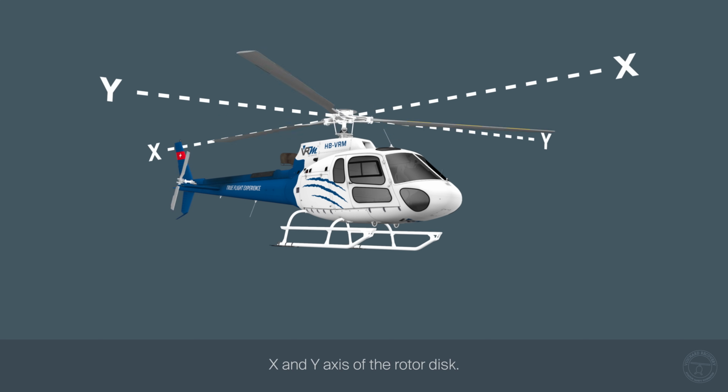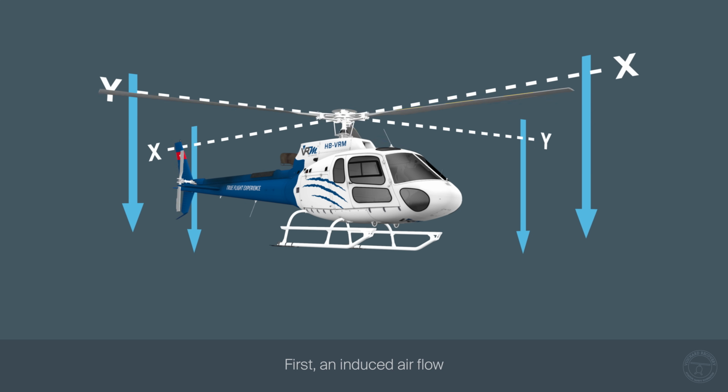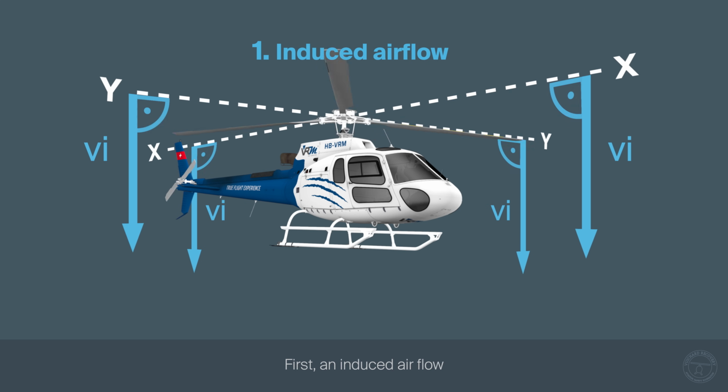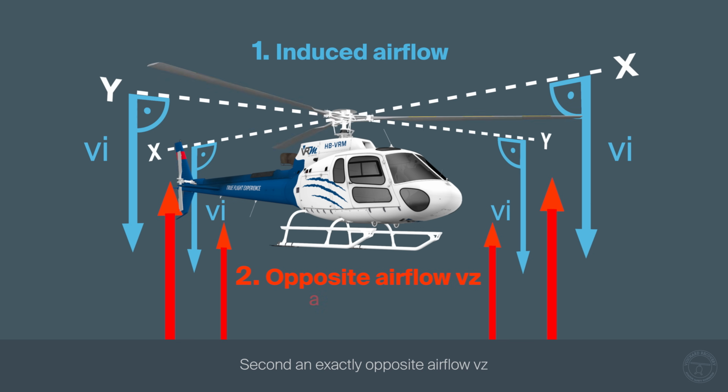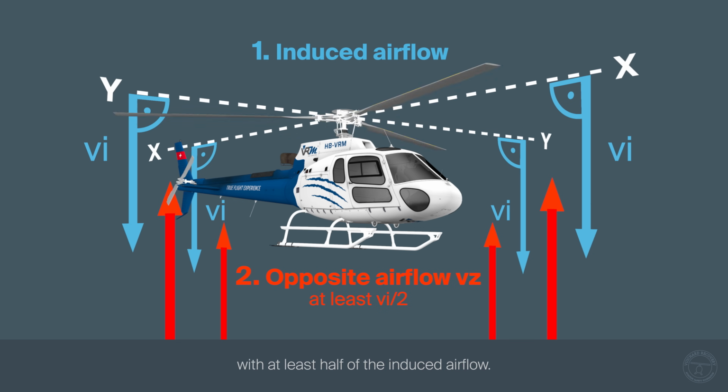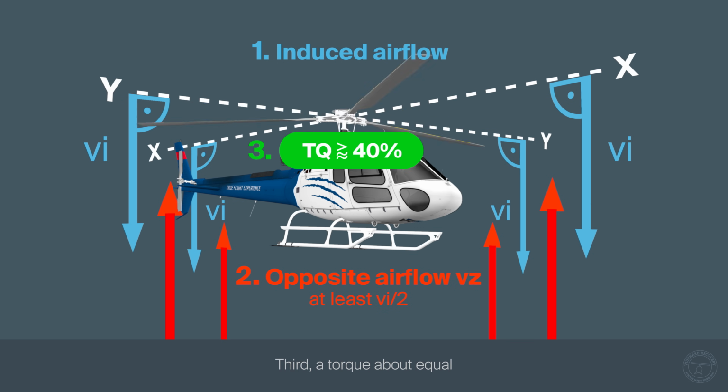X and Y axis of the rotor disc. First, an induced airflow perpendicular to the rotor disc on both axes. Second, an exactly opposite airflow, VZ, with at least half of the induced airflow. Third, a torque about equal or greater than 40%.